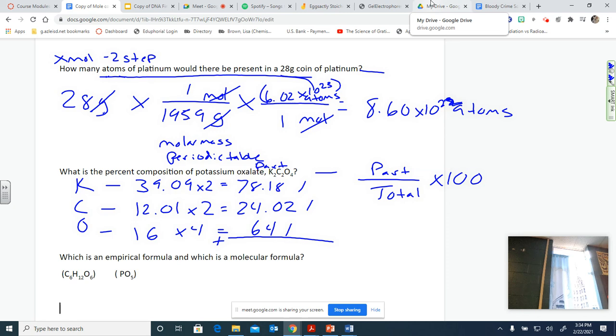So I got 78.18 plus 24.02 plus 64. And I get 166.2. So this down here that you just added up is the total. So part divided by total. I'm about to take all those parts. I'm going to divide each of them by the total. That gives me my percent after multiplied by 100.